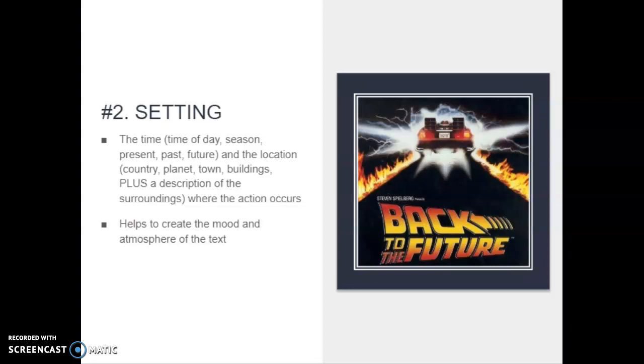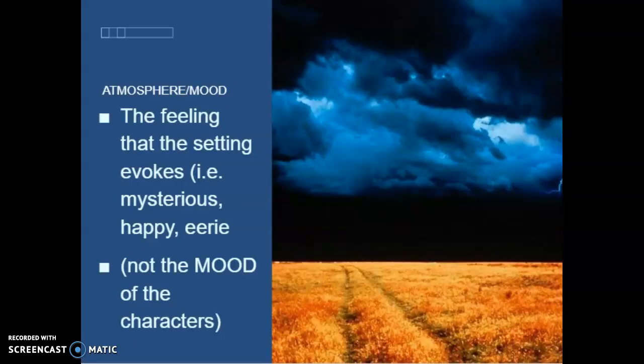Okay, second element of plot is the setting. That is the time and place in which a story occurs. So time meaning time of day, season, past, present, future. Location could mean country, planet, town, building. Usually in the setting, there's going to be a description of the surroundings, and the setting is used to help create the mood and the atmosphere of the text. So atmosphere or mood is the feeling that the setting evokes. So is it mysterious? Is it happy? Is it eerie? It is not the mood of the characters.